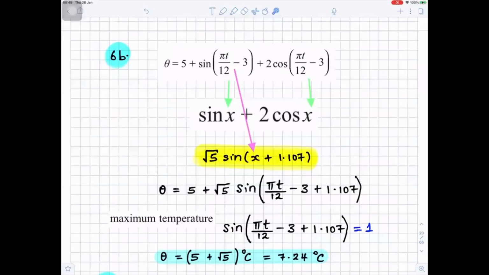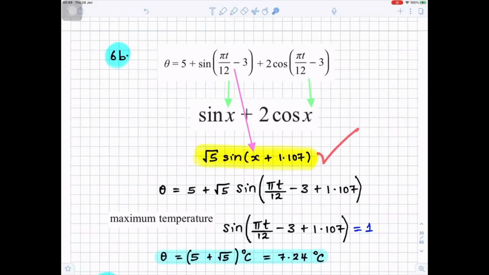So what you want to do now is take what you have done in part A, where x is pi t over 12 minus 3. So replace x with pi t over 12 minus 3. And then what you want to do is to replace all of that with the square root of 5 sin(pi t over 12 minus 3 plus 1.107).